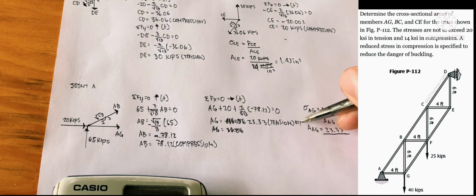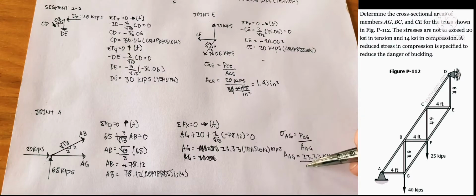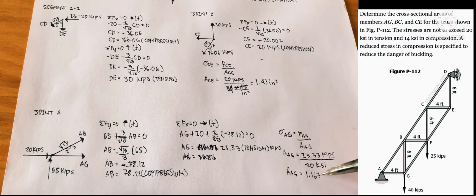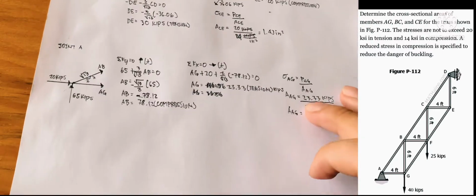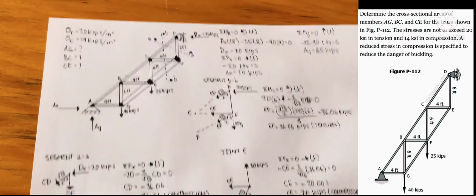That should be in caves. We have the restriction, which is 20 KSI. The area of AG is equal to 1.6167 inches squared. Now we have to look for BC.